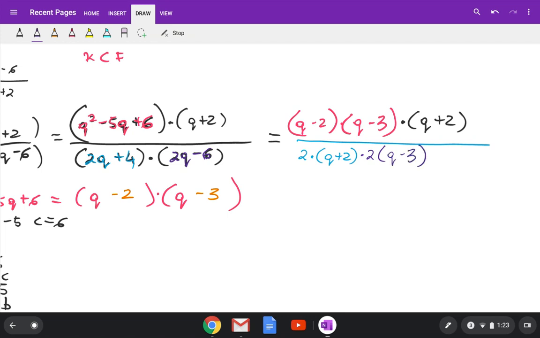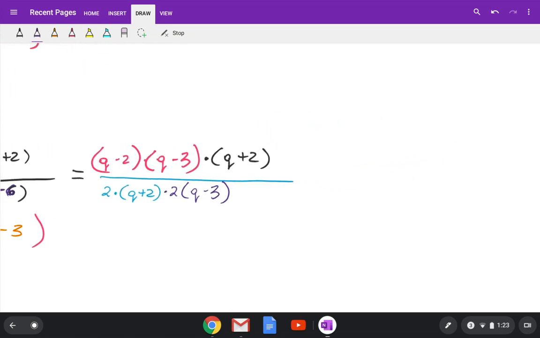Okay, and now when you factor everything completely, you're ready to start canceling. Q minus 2 is just once. Q minus 3 cancel. Then q plus 2 and q plus 2 cancel, and technically that's it. So we end up with q minus 2 over 2 times 2, which is 4. So this is our final answer.